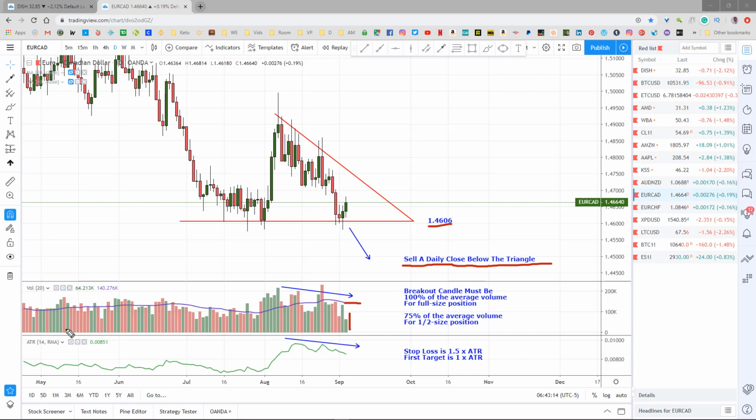You can calculate the percentage by taking this volume number right here, dividing it by the volume average here, and you should get 0.75. If you don't get at least that, don't enter the trade. The stop loss will be 1.5 times the ATR, and the first target will be 1 times the ATR.